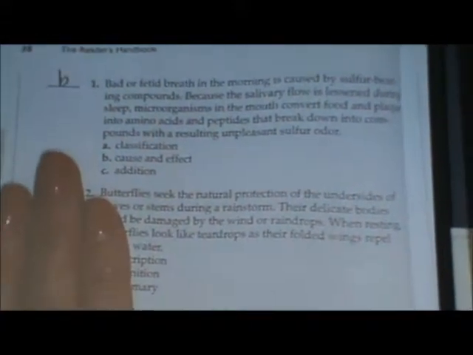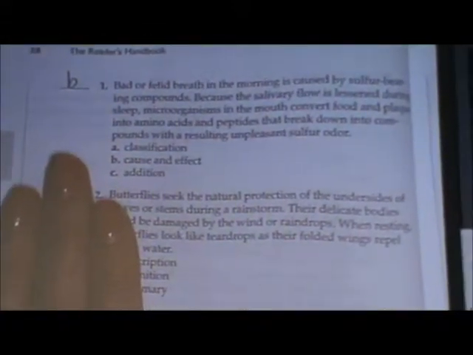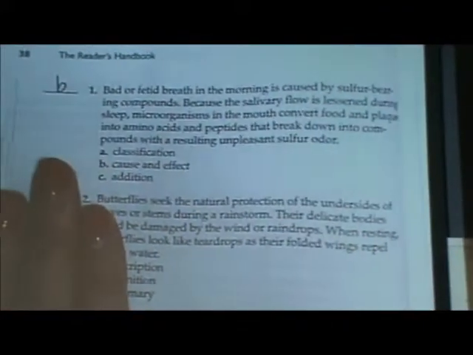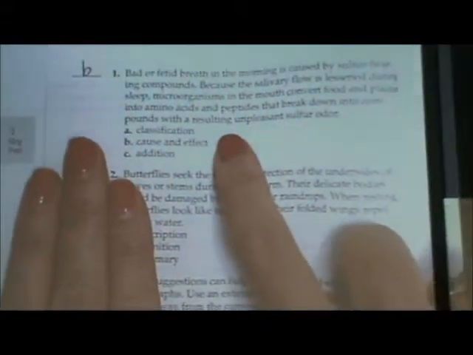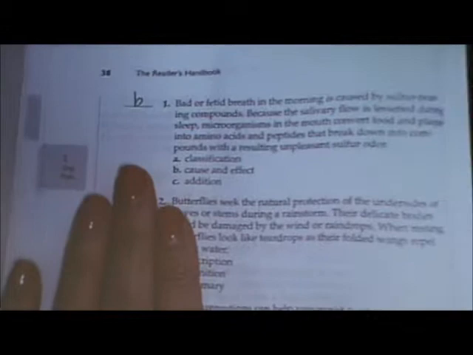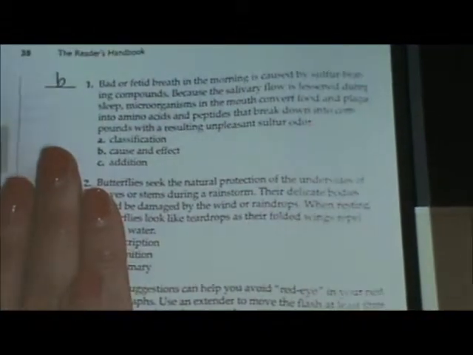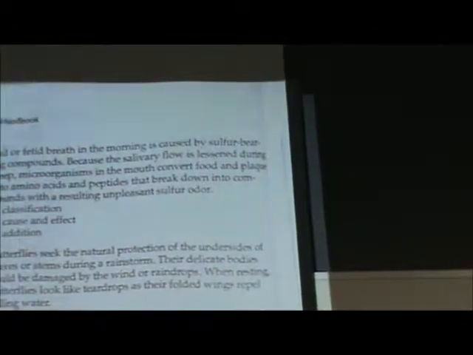Okay, so is this classification, cause and effect, or addition? Well, it uses words like because, and so that tells us that it is probably cause and effect, which it is. It's B, cause and effect. And it's cause because it tells us the cause of the bad breath and then the effect. It's not a very fun topic, I know. But anyway, let's look at one more.